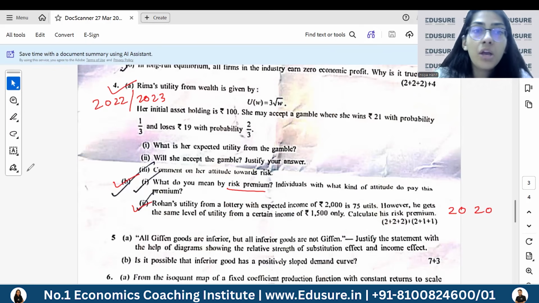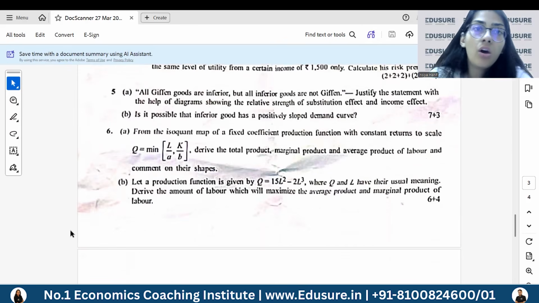Okay. Question 5 में जाते हैं. All given goods are inferior, but all inferior goods are not given. Justify the statement with the help of diagrams showing the relative strength of substitution and income effect. This is a repeated question. Yeah, 2024 में, and again, it's a very, very straightforward question.